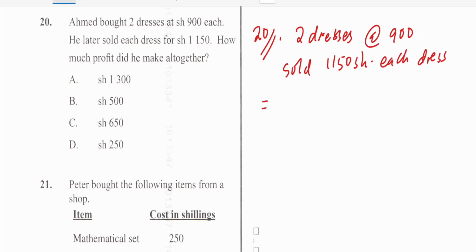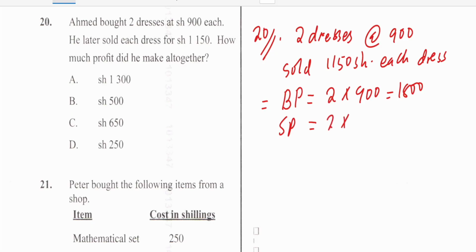Ahmed bought 2 dresses at 900 shillings each. He later sold each dress for 1,150 shillings. That is each dress. So how much profit did he make? Now let's find out the buying prices for those dresses. And remember, it was 2 dresses, therefore 2 times 900 gives you 1,800. And the selling price for all of those dresses will be 1,150 times 2.